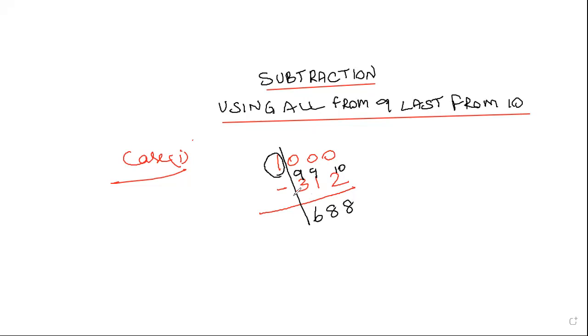There are no digits below that to subtract, so you just write the predecessor of this number here. What is the predecessor of 1? The predecessor of 1 is 0. So your answer will be 688. So this is subtraction using all from 9, loss from 10. Let's see one more example.